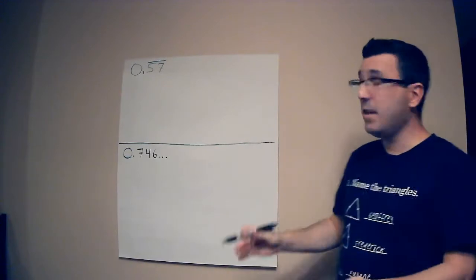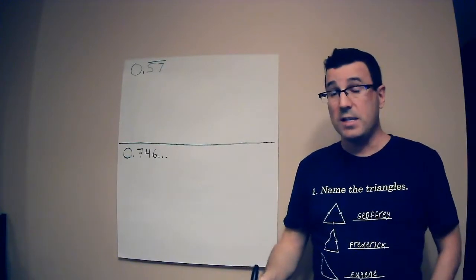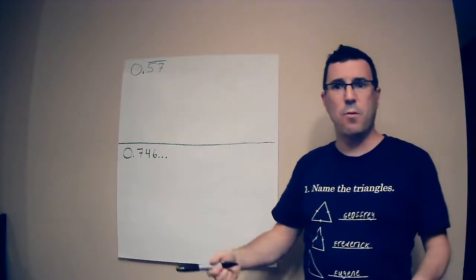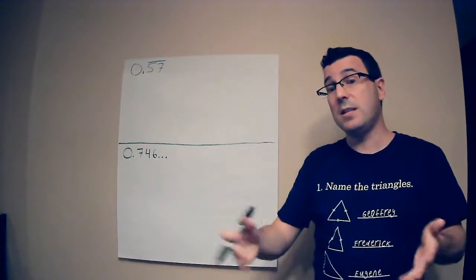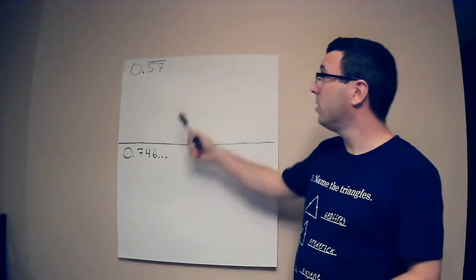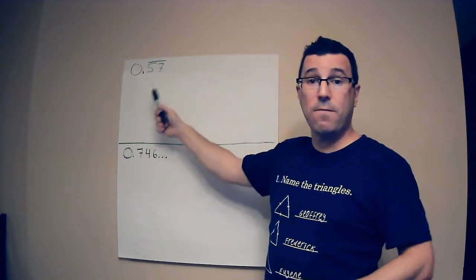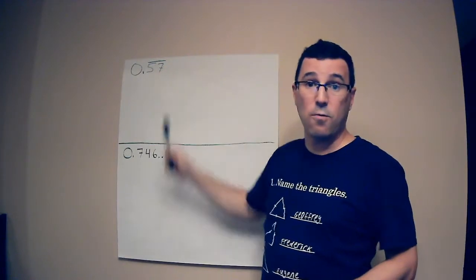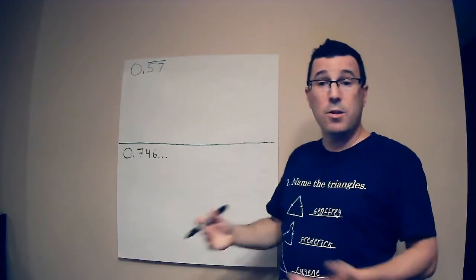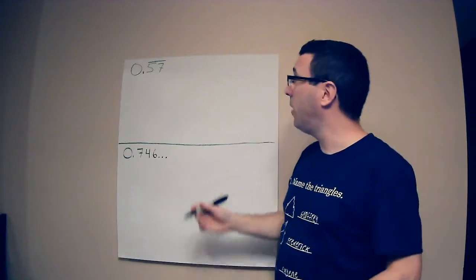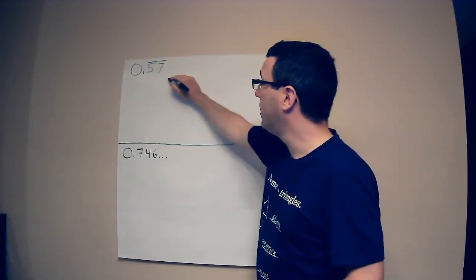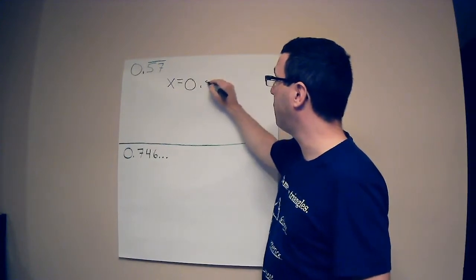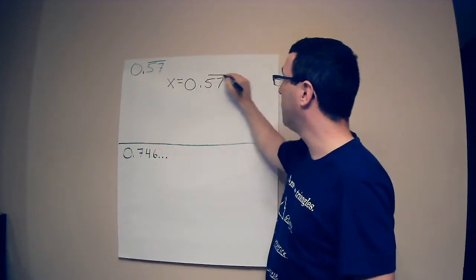Now when everything's repeating, it makes things really easy because I just have to look and see, what's repeating? How many decimal places does that take up? So in this case, we have 0.57 repeating. You'll notice this time I used the repeating line over it. I'm going to do the same thing. X is going to be my 0.57 repeating.